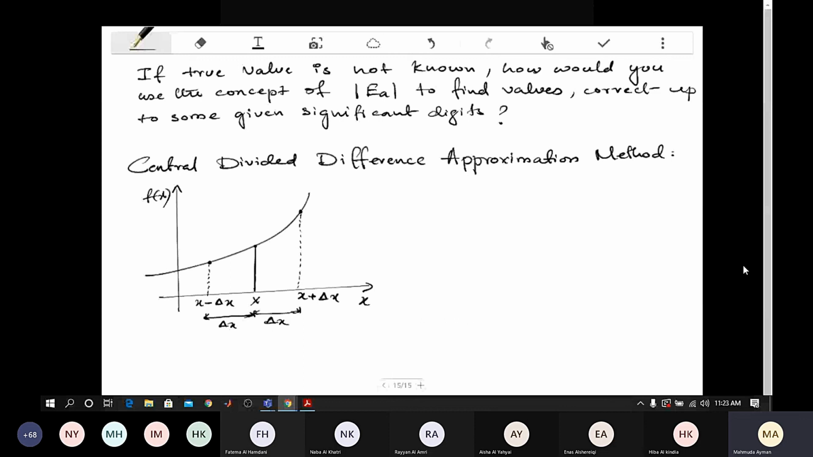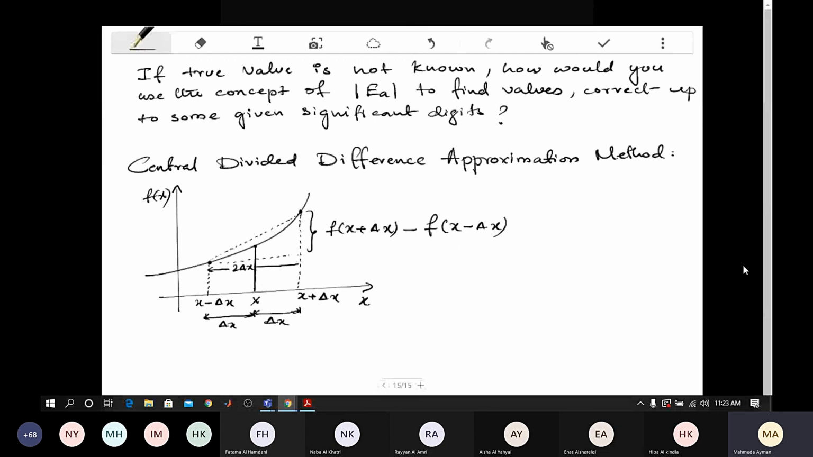Okay, so now we will draw the line from this point here to this point, and also the same here. So we'll have the rise, which is f of x plus delta x minus f of x minus delta x, and the run here will be 2 times delta x. So we have 2 times delta x as the run.